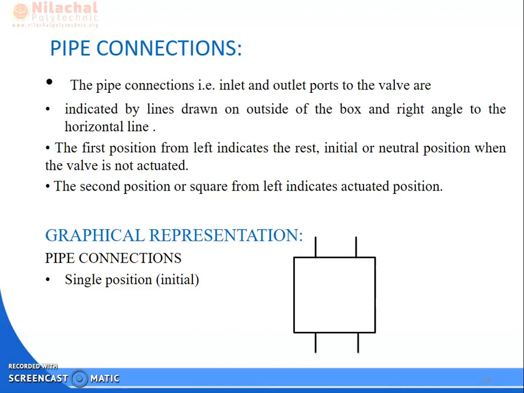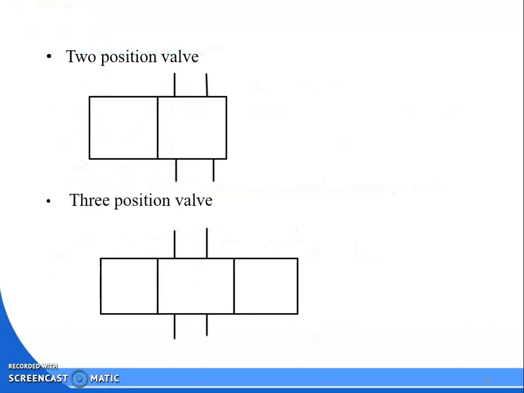The first position on the left side indicates the rest, initial or neutral position when the valve is not actuated. That means on the left side the valve is not actuated. The square on the right side indicates the actuated position. The graphical representation is shown for single position, two position and three position with pipe connections.